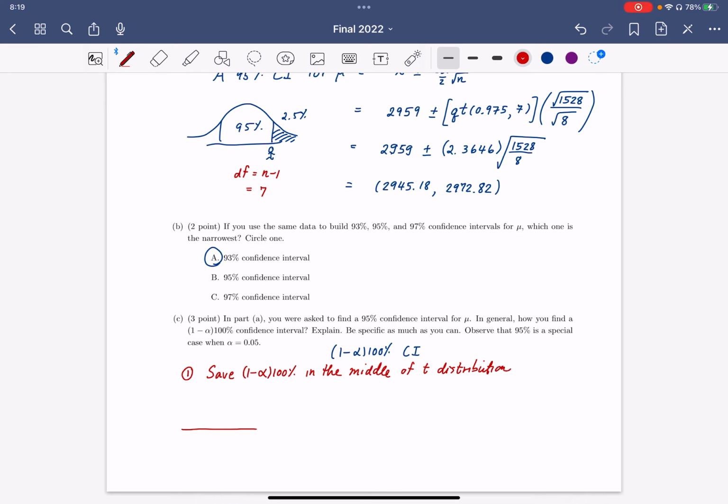So you have this shape, and (1 minus alpha) times 100% is saved in the middle. That means on the tails you're going to have alpha in total, which means you're going to have alpha over 2 on both sides. This implies that we have alpha over 2 area on both tails.